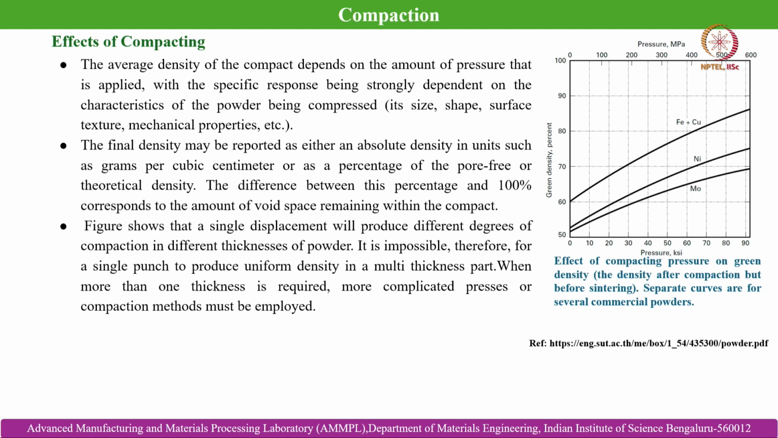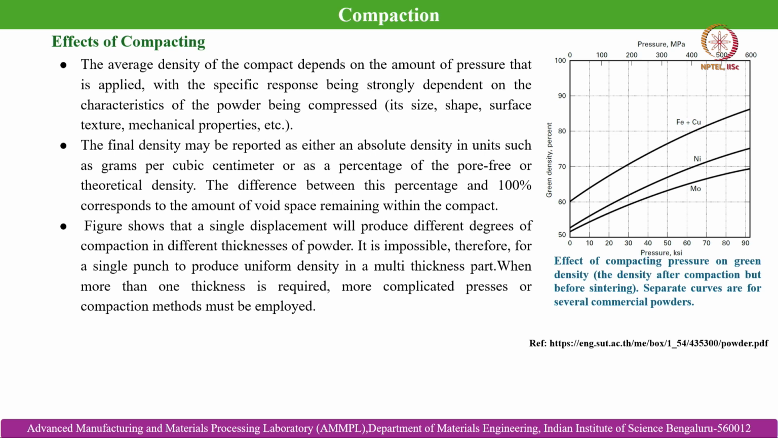So, the final density may be reported as either an absolute density in units such as grams per cubic centimeter or as a percentage of the pore free or theoretical density. The difference between this percentage and 100% corresponds to the amount of void space remaining within the compact. This is the curve which shows the variation of pressure and green density. You can see that as the pressure increases, we are achieving higher green density.